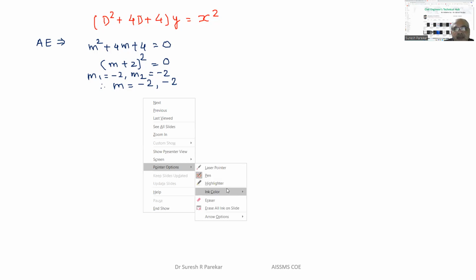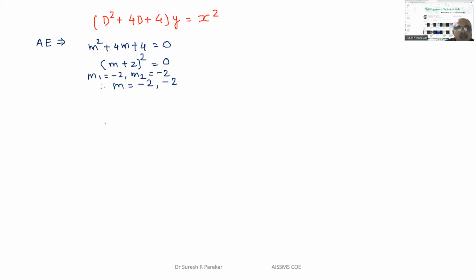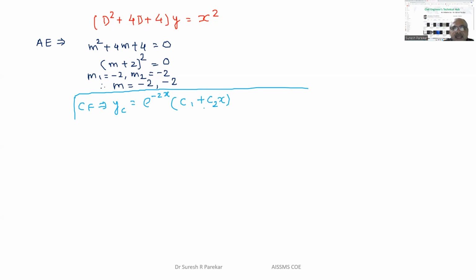And then we can write the complementary function. So we have the complementary function yc equal to e raised to minus 2x, in brackets C1 plus C2x, because the roots are real and equal. Whenever we have real and equal roots, you can write it like this, or you can write C1 plus C2x first and then e raised to minus 2x. Likewise, we can find the complementary function.